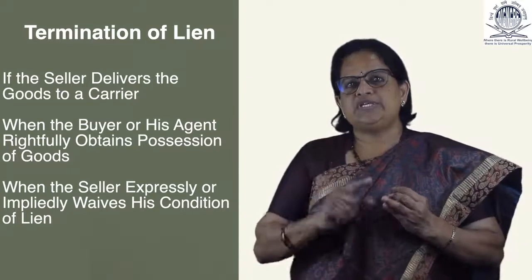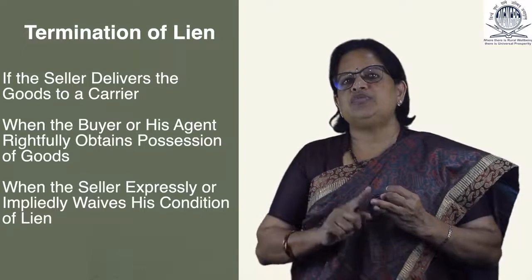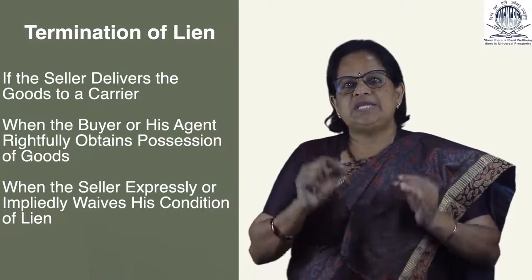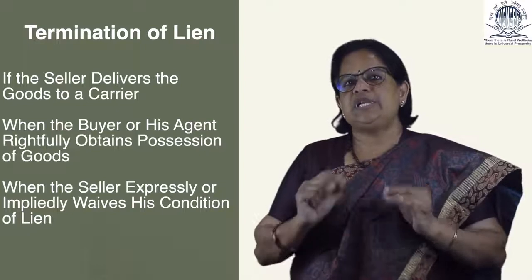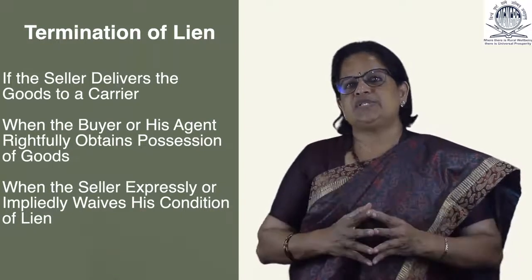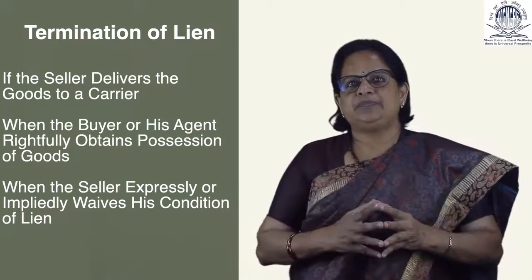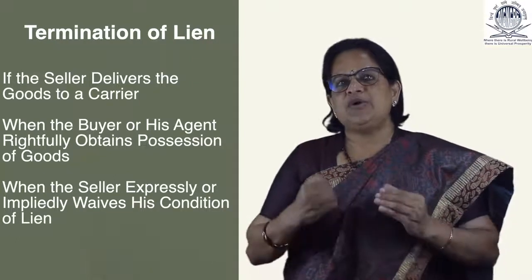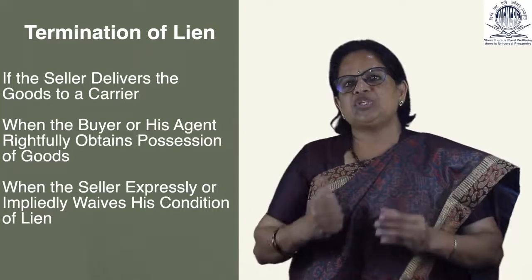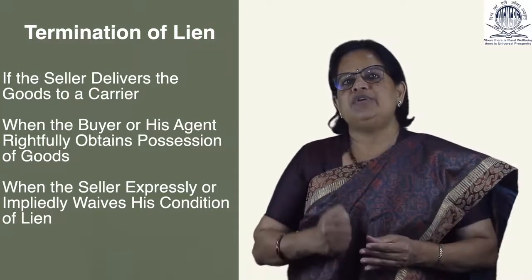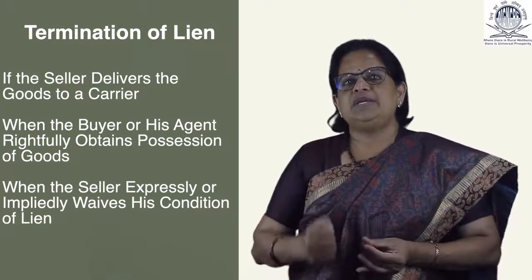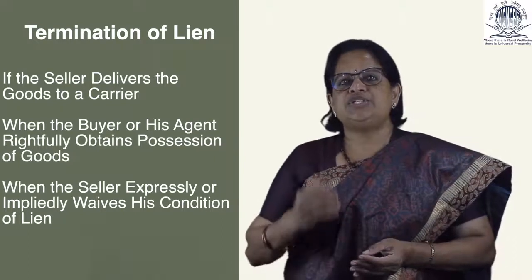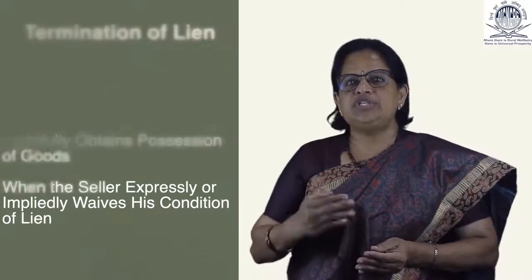Second, if the buyer or his agent lawfully obtains possession of the goods. Third, if he waives the right of lien on the goods. The seller may waive his right either expressly or impliedly. Have you heard of these terms? Express and implied. If the contract of sale itself provides in express terms that the seller shall not retain possession of the goods, even if the price has not been paid, it is said to be an express waiver of lien. Implied waiver of lien takes place when the seller sells the goods on credit or grants a fresh term of credit on the expiry of the original term of credit.